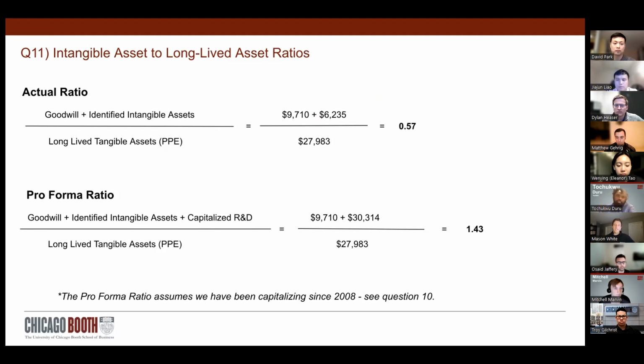We think that the better value is the pro forma ratio where we are capitalizing R&D, because it gives a better picture of how assets are distributed, or what comprises the assets. In the actual ratio, where we get 0.57, that suggests that a majority of Intel's assets are in their PP&E, which is clearly not what they do. But in the pro forma ratio, we see that a majority of their assets are actually in their intangible asset class, which makes sense because they do a lot of R&D.